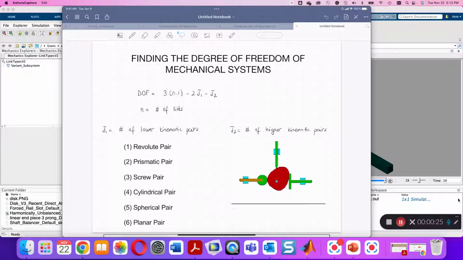And j2 is the number of higher kinematic pairs, which means you only have a line contact, like gears and cams.